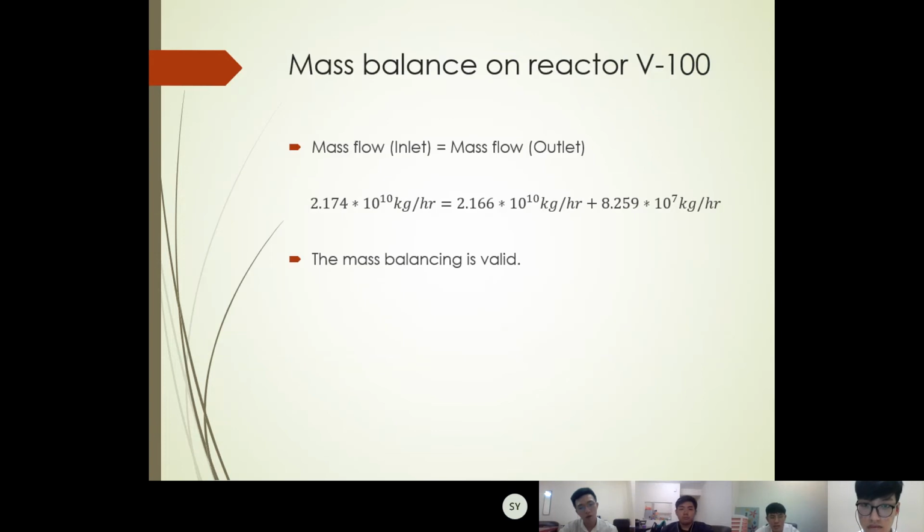Right now, we are using the separator V100 as our reactor to study the mass balance and energy balance. We know that the mass flow rate of the inlet stream must be equal to the mass flow rate of the outlet stream. For this reactor, there is 2.174 times 10 to the power of 10 kilogram per hour of flow rate at the inlet, while the outlets are 2.166 times 10 to the power of 10 and 8.249 times 10 to the power of 7 kilogram per hour respectively. So we conclude that this separator is valid and working properly.